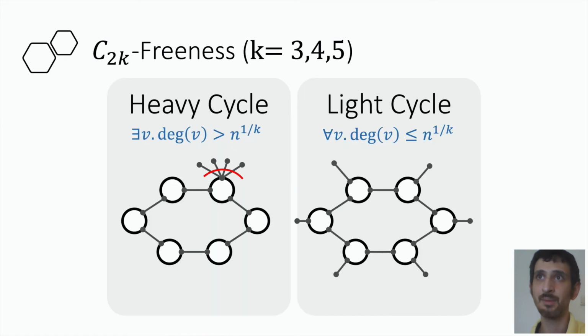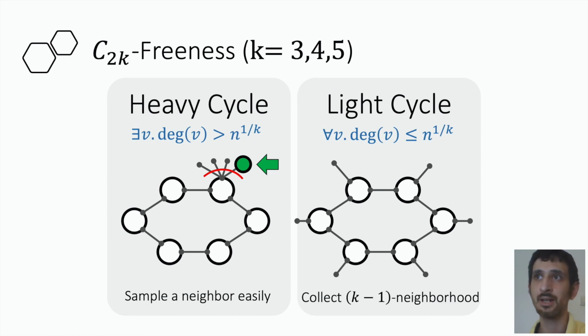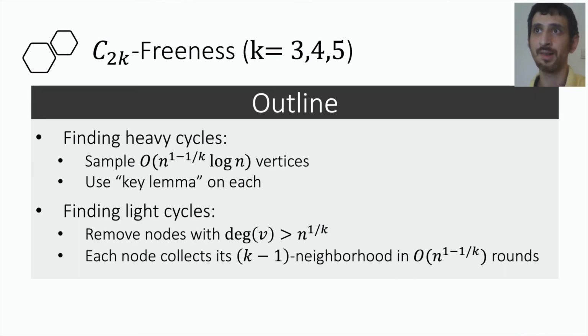Given the cycle neighbors procedure, we can detect 2k cycles in the following manner. We define a heavy cycle as a cycle with at least one node with high degree, and a light cycle otherwise, if all of its nodes have only low degree. For a heavy cycle, we can sample a neighbor of it efficiently, while for a light cycle, we can collect its neighborhood efficiently. More formally, the algorithm works as follows.